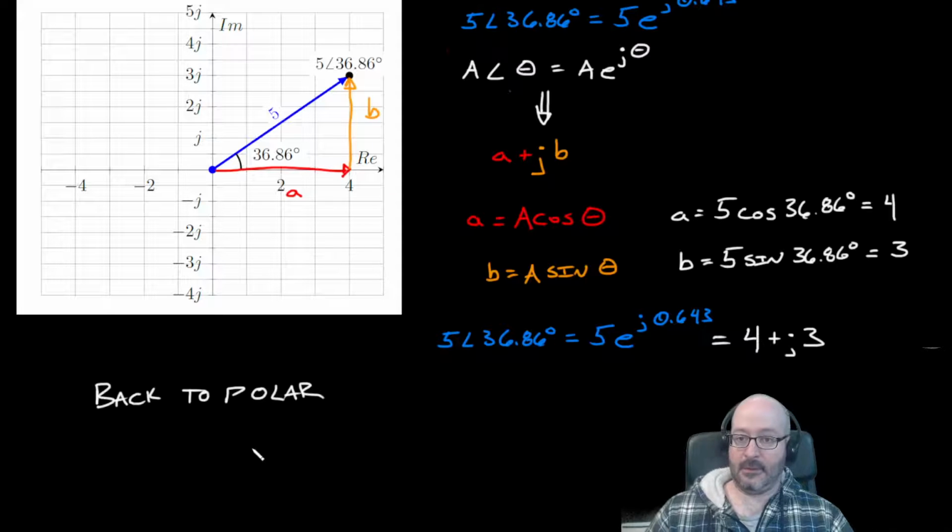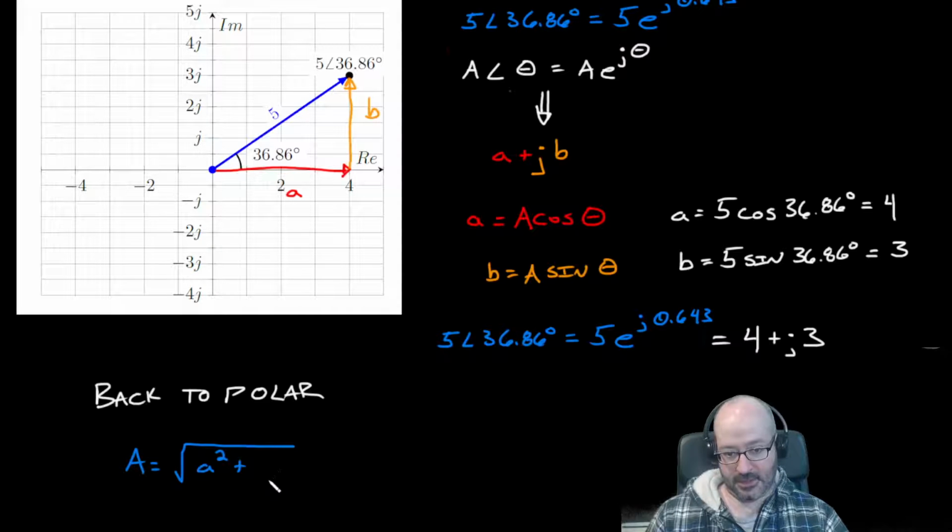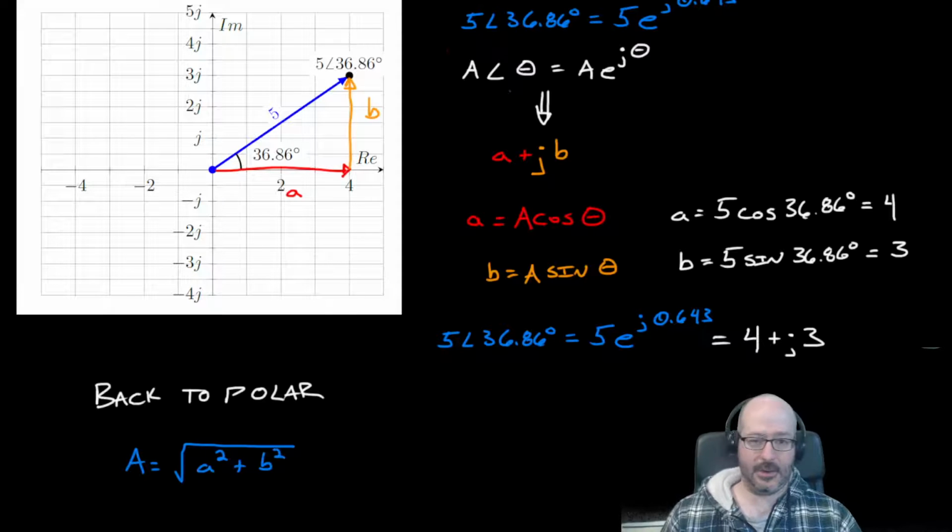We would say that capital A is equal to the square root of lowercase a squared plus lowercase b squared. That's the real component and the imaginary component. You're just doing Pythagoras to get you there. Here's the one where you're going to get in trouble: theta.